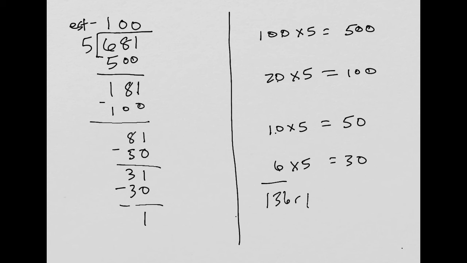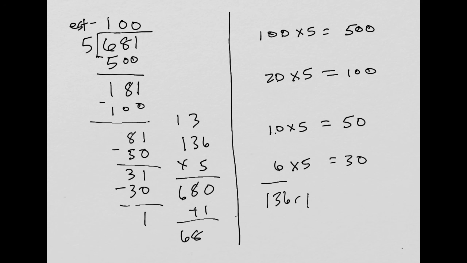And then I always have them check their work because it's so important to help find those mistakes. They really think, I've done it once, I'm done. But if we check our work here, 8, carry the 1, 680, plus my remainder of 1 gives me 681, and that matches my dividend up there. So I am done. My answer is 136, remainder 1. So that's how we do partial quotient division.